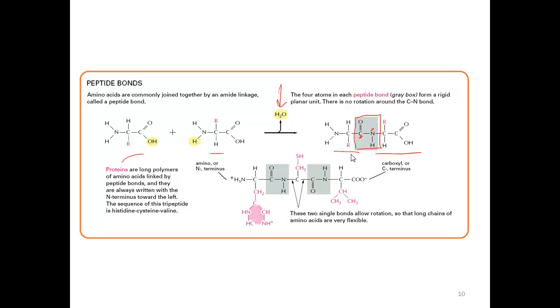Peptide bonds do have some properties, however, that some other single bonds don't. Even though this is a single bond, it has partial double bond character, so that these 4 atoms will be planar. You will not rotate around the peptide bond, whereas these single bonds we can rotate freely. Down here we see 3 amino acids connected. This is the amino terminus because we have the free amino end. This is the carboxy terminus. We have a histidine, a cysteine, and a valine amino acid.